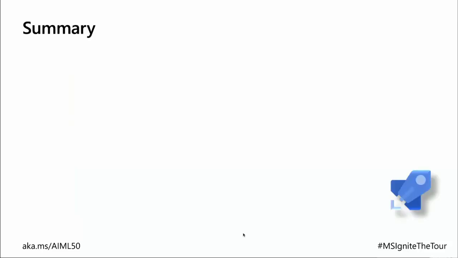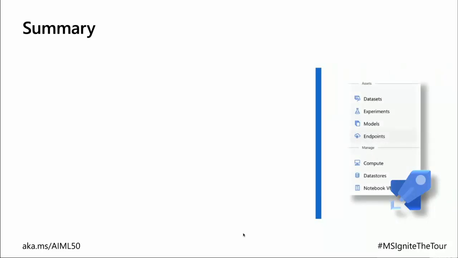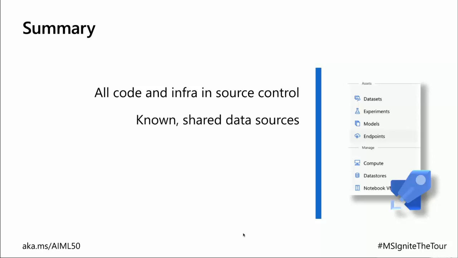So just in summary before we wrap up, here are some of the key points that I want you to go away with. Number one, all code and infrastructure should be in source control, exactly the same as we would do with our software development. For data, we should use known shared data sources so we have consistent training based on consistent data sets. And you can use data sets and data sources in Azure Machine Learning Service for that as well. Azure Machine Learning Pipelines and Azure Pipelines work really well together in a number of different ways.